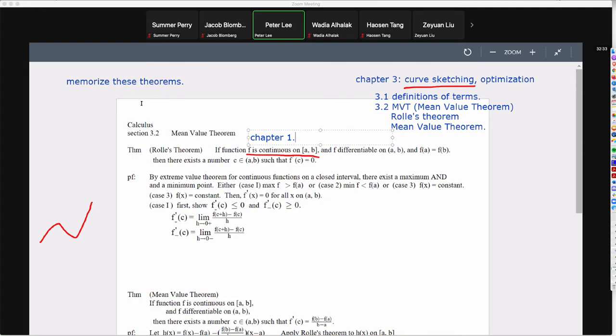So now let me recall the definition. What is the definition of continuous? Definition: function f is continuous at x equals a if what? Does anybody remember what this is? The limit of f of x as x approaches a is f of a.